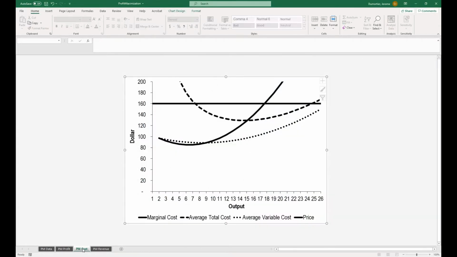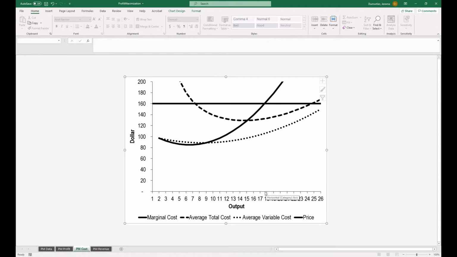Now, let us have a look back at the functions of marginal cost, average total cost, and average variable cost. Note that here we have a price of $160, and we said that the profit maximizing quantity is around 16 to 17 units, which is right here. Now note what happens at that output. The price is equal to the marginal cost, okay? So if the price is equal to the marginal cost, then this is where we are going to produce.